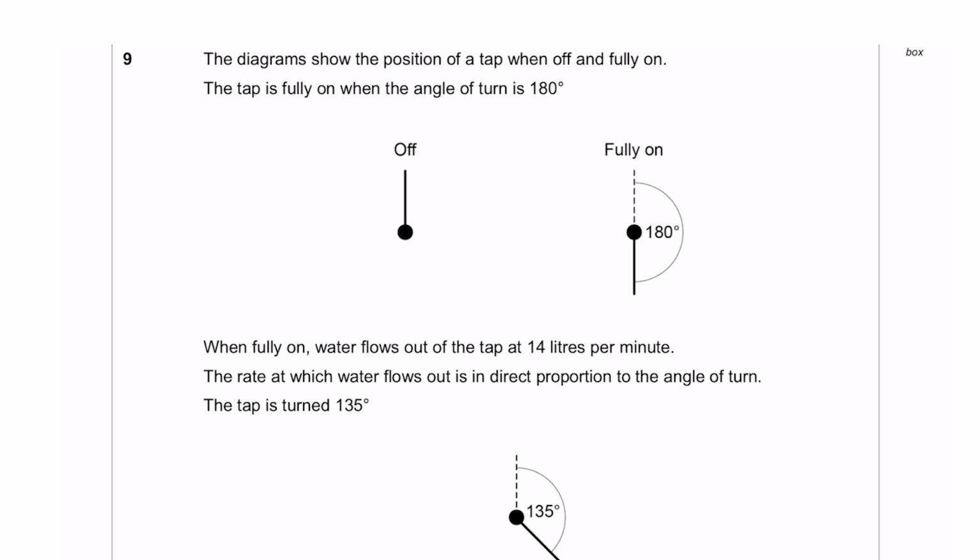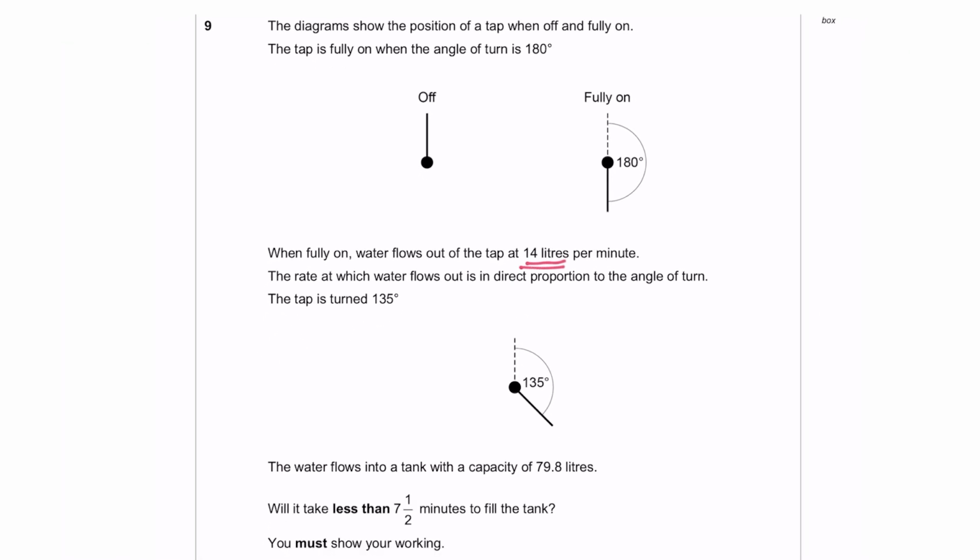So when fully on, water flows out of the tap at 14 litres, so we've got 14 litres per minute. The rate at which it flows out is proportional to the angle of turn. Okay, so the tap is 135 degrees. Now remember, the maximum is 180. The water flows into a tank with a capacity of 79.8. Will it take less than 7.5 minutes?